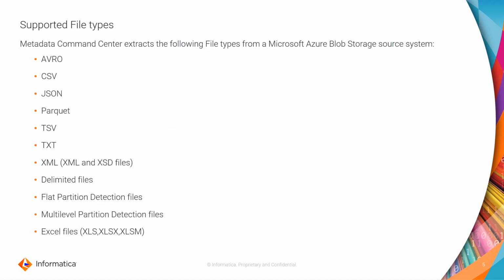Supported file types. Metadata Command Center extracts the following file types from a Microsoft Azure Blob Storage source system. The file types are Avro, CSV, JSON, Parquet, TSV, TXT, XML, delimited files, flat partition detection files, multi-level partition detection files, and Excel files.